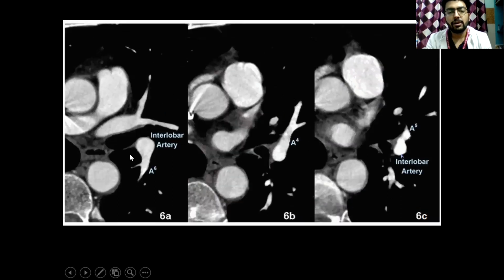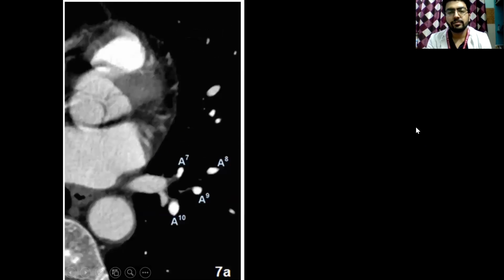This is the interlobar artery. This is the A6, A4 interlobar artery, A5 branch. This is the left A7, A8, A9, and A10 branch.